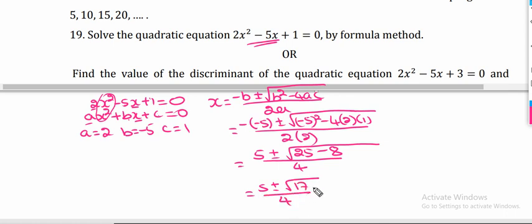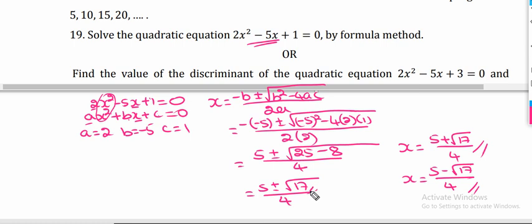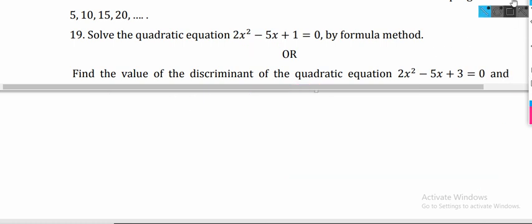Here we can't simplify this 17, we have to leave this answer as it is, but write the two values of x. x is equal to 5 plus root 17 divided by 4, and then you write x is equal to 5 minus root 17 divided by 4. There are two values, you have to write the values. If it is possible to simplify inside the root, you have to simplify this number, and after that solve this for two values of x. So then we move on to the next question.